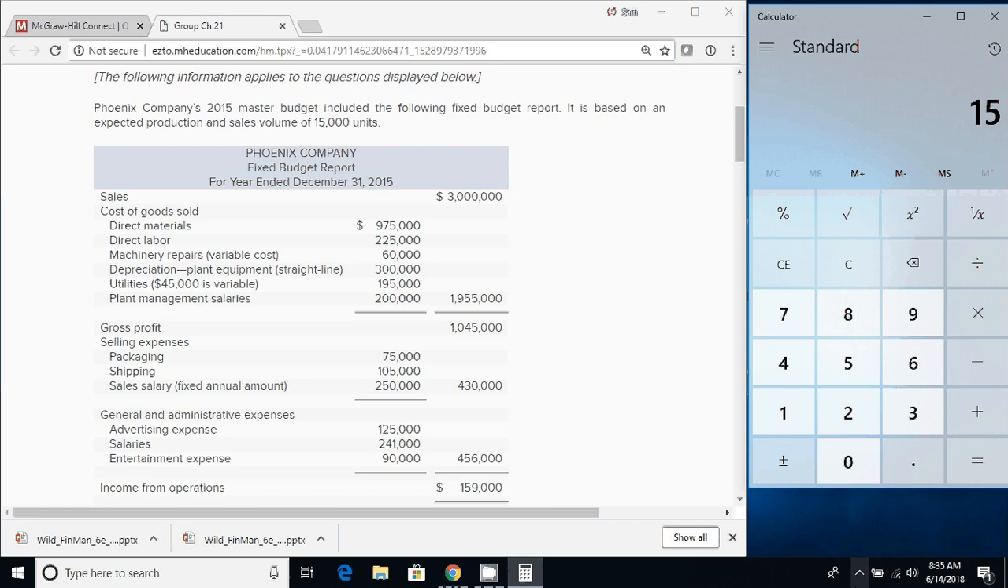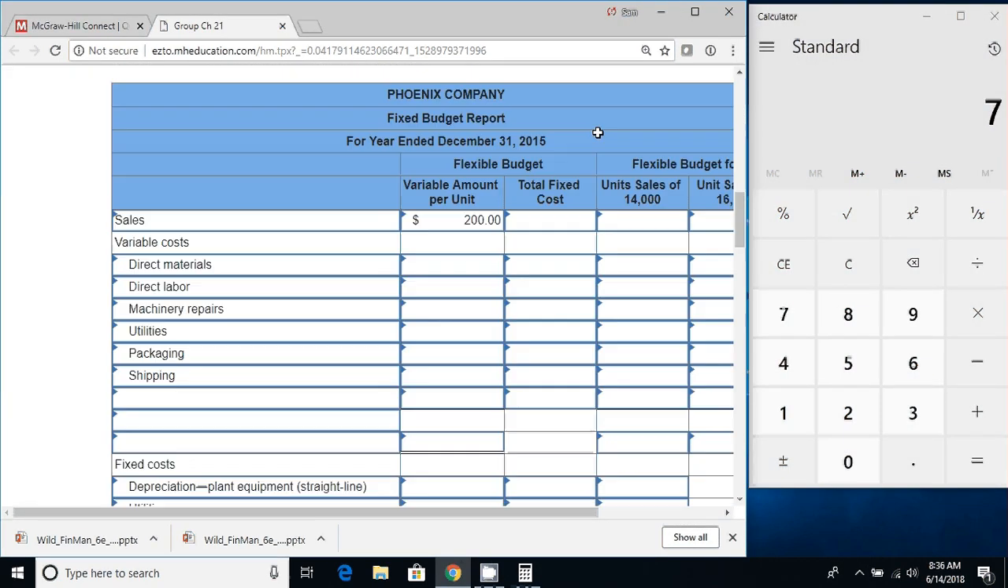65 for direct materials. Direct labor, if I do 225 divided by 15, I'm going to get 15. And then if I do machinery repairs, it's 60 divided by 15, I'm going to get 4. Utilities at 45,000 divided by 15,000 gives me 3. Packaging, 75 divided by 15 gives me 5. Shipping is 105 divided by 15 and gives me 7. So I've calculated all of those out. Let's go plug them in.